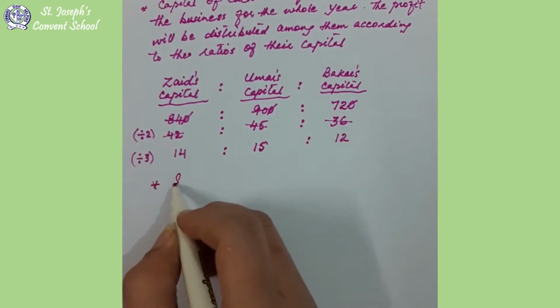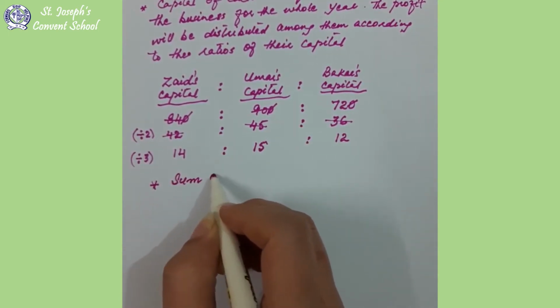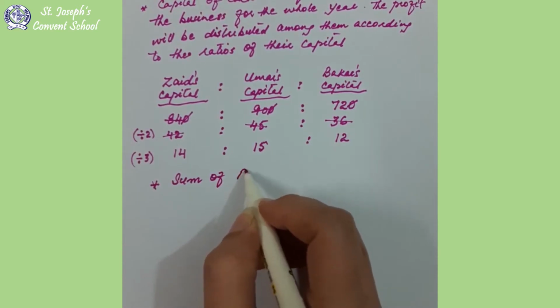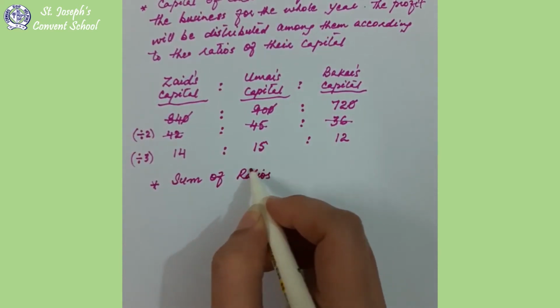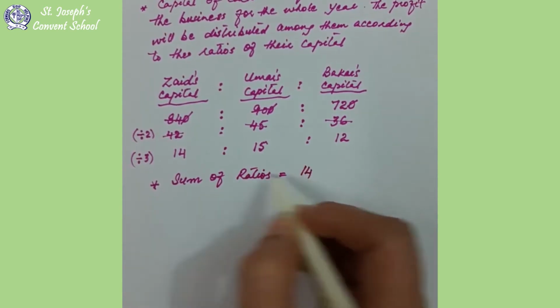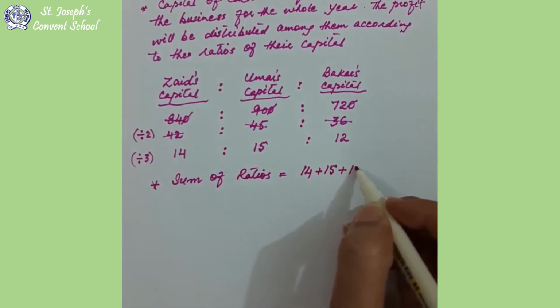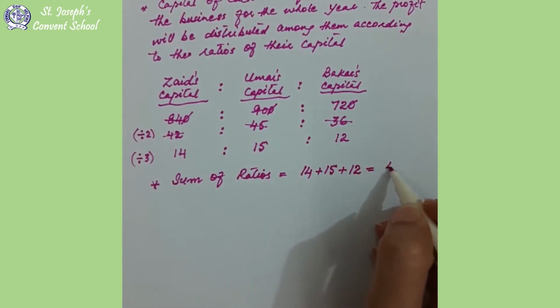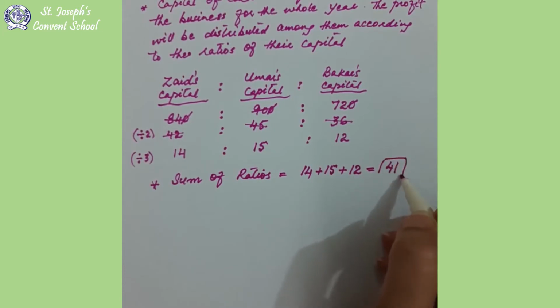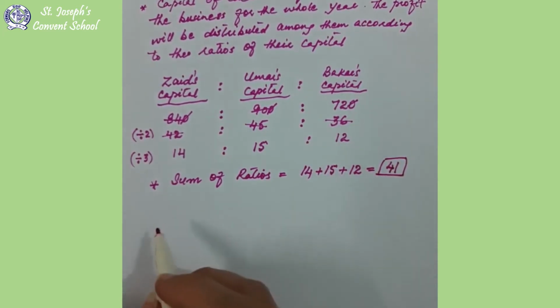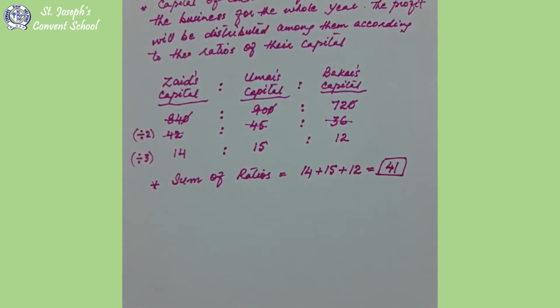So the sum of ratios, add these ratios. 14, the first ratio, plus 15 plus 12. After adding you will get 41. You can use a calculator to add. So 41 is the sum. Now we will divide the amount among the three of them. Zaid's share we'll find, then Umar's share, and then Bakr's share.